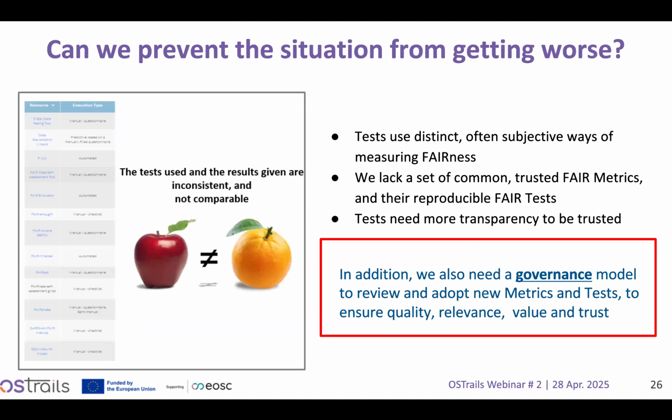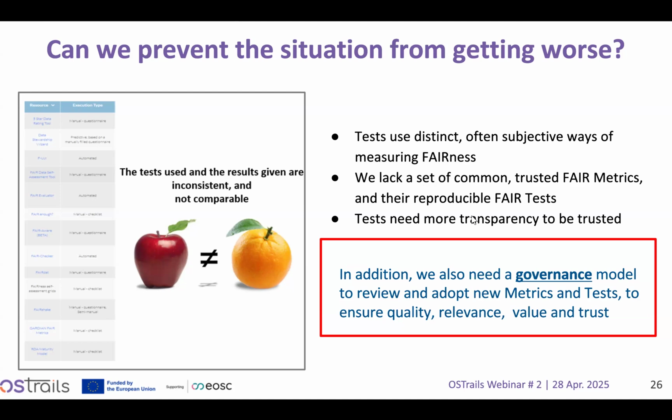So we now look at the problem, right? Can we stop it from getting worse? We know that the tests used and the results given are inconsistent. They're largely not comparable. They're using different, often subjective ways to measure fairness. We're lacking a common trusted set of metrics and reproducible tests.